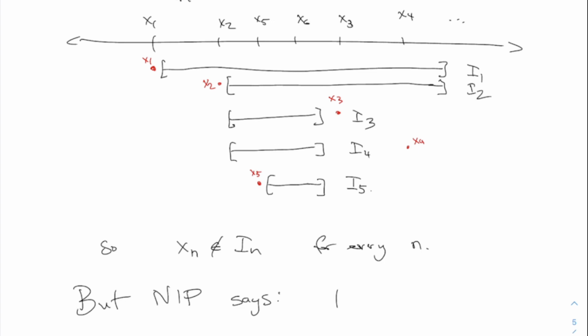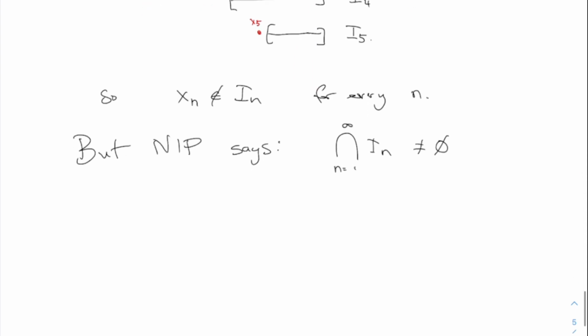So I will just write that formally here. The intersection from n equals 1 to infinity of In is not empty. What that means is there is some point which is in all of these intervals. There's some real number in all of them. So there exists x, a real number, such that x is in In for every n, right?